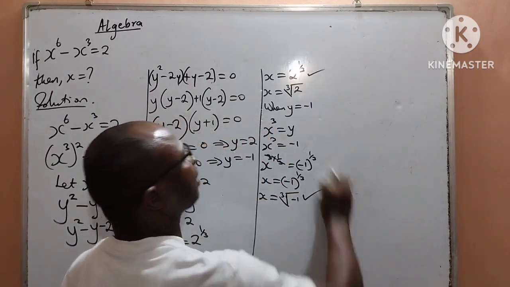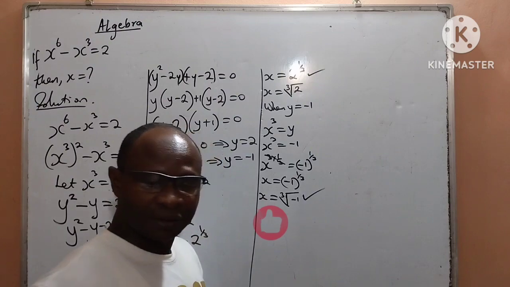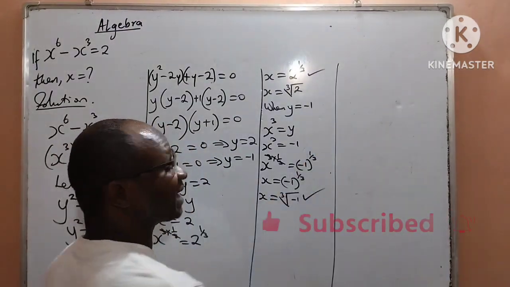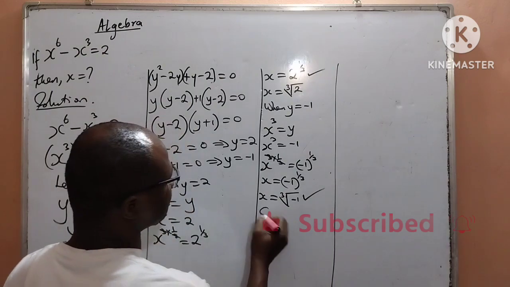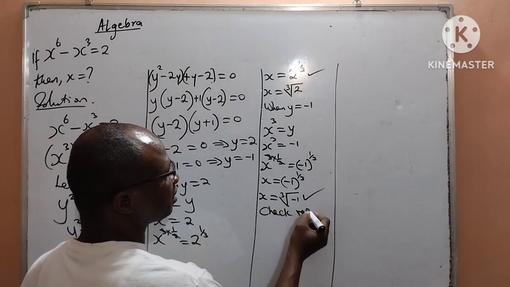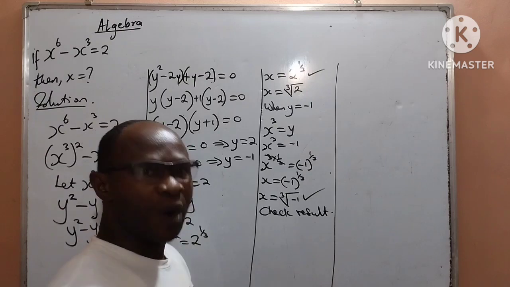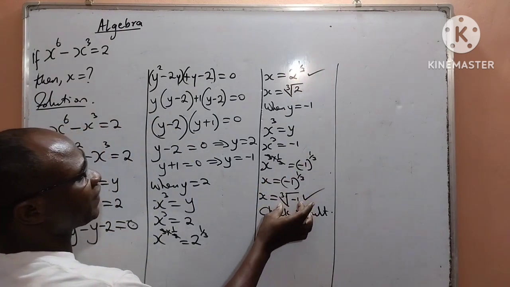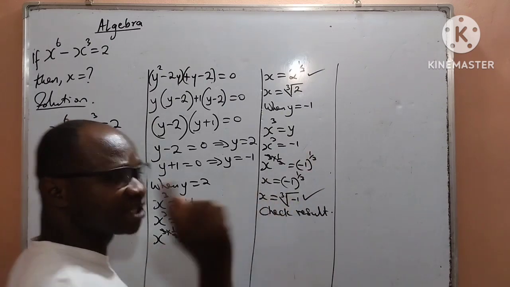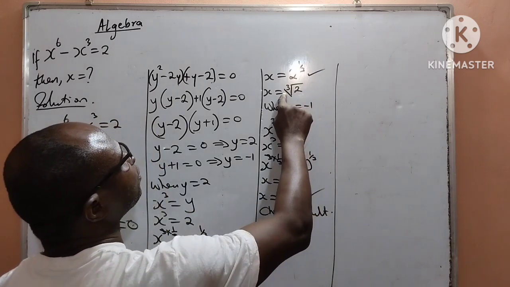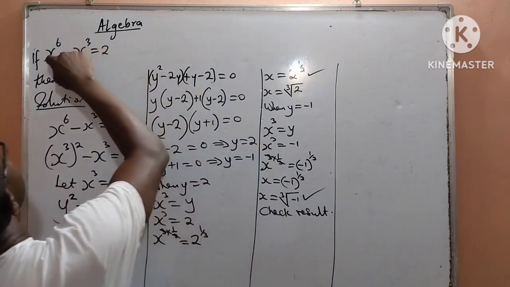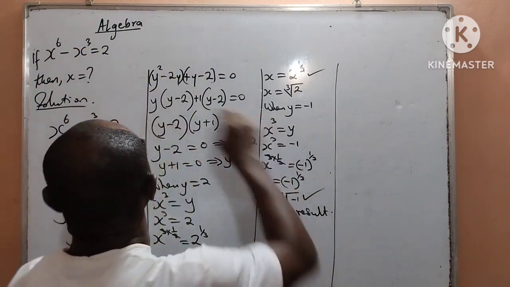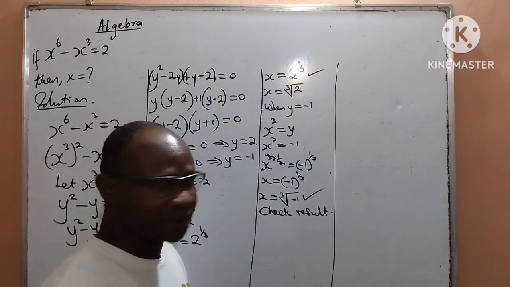But then, I want to use 1 or 2 minutes to prove our answer by checking the result. Check result. What it means is that I want to substitute the values of x. I have two values of x, the cube root of negative 1 and the cube root of 2. I want to replace them in the positions of x on the left hand side to see if it will give me exactly what I have on the right hand side, which is 2.